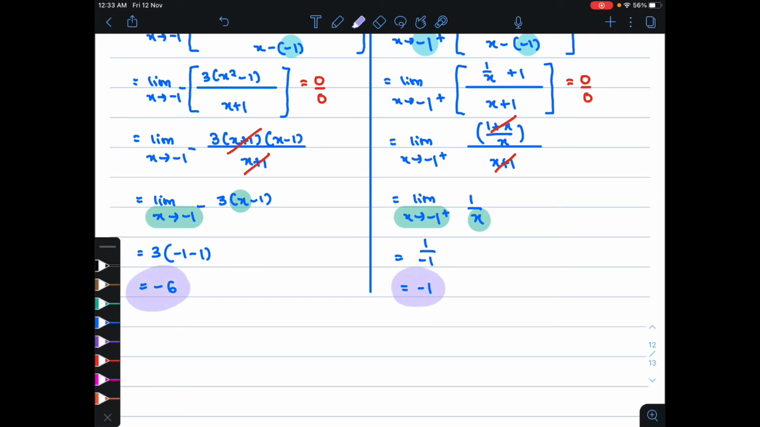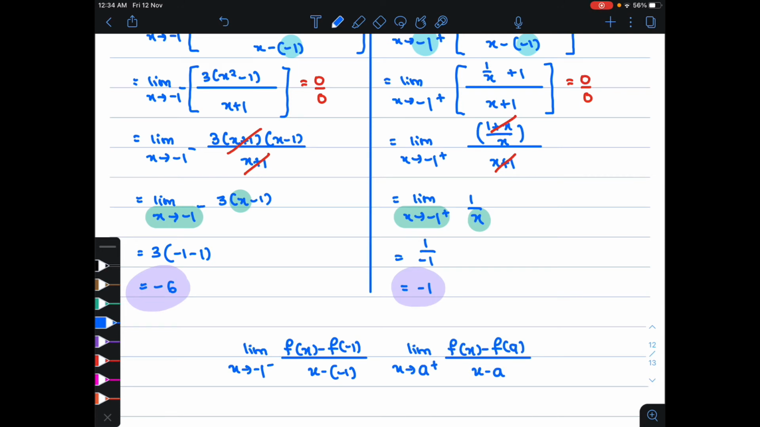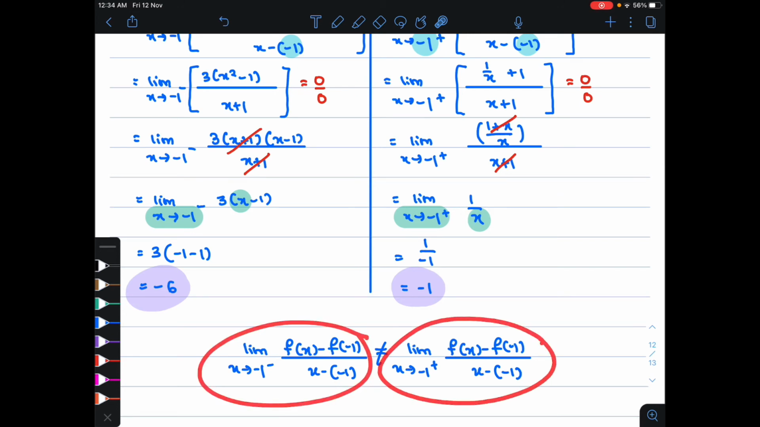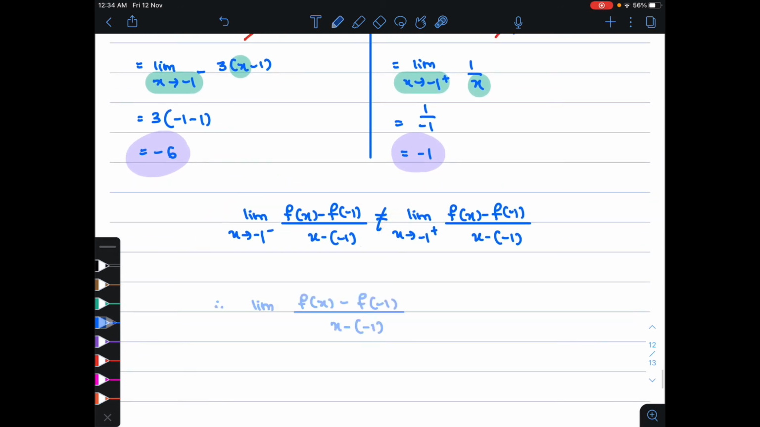So now, let's make the conclusion. For the left-hand side, we have this formula, and we know that a is -1. And for the right-hand side, we have this formula, and a is -1. And they are not equal. If the left limit is not the same as the right limit, just copy the same as this one here, except that this time, it is just x approaches -1. There is no longer plus or minus here.